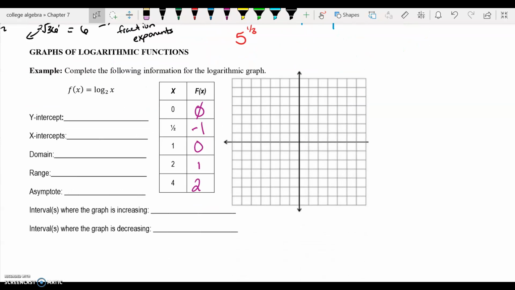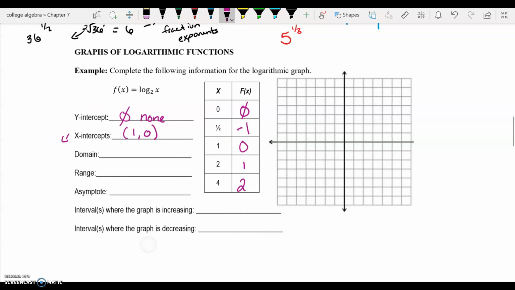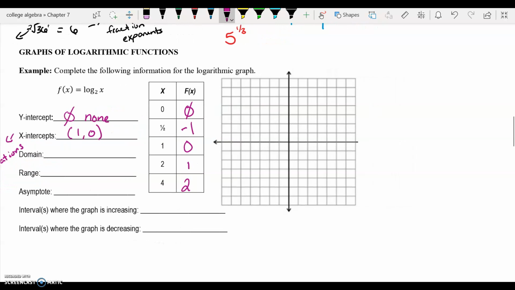So now we're going to talk about, is there a y-intercept? When x is 0, is there a y-intercept? The answer is no, there is none. Is there an x-intercept? So when is y 0? The answer to that would be 1, 0. The big thing for this one, guys, is this is used for your transformations. So that's very important to remember. Your domain, your x values, is going to be 0 to infinity.